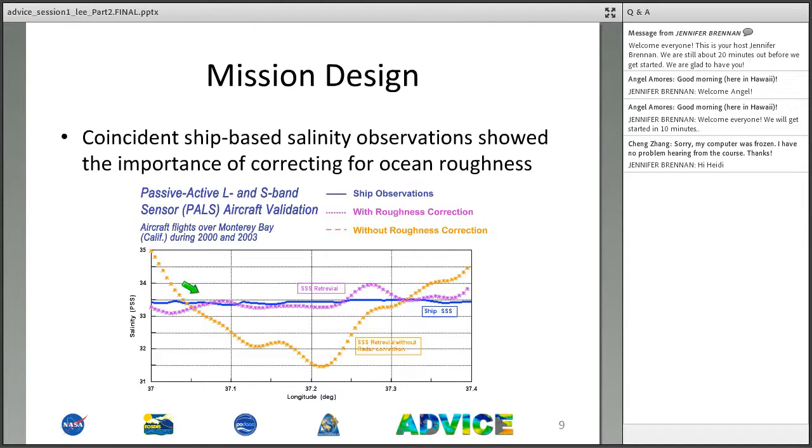Now the yellow dotted curve here shows the retrieved salinity before one corrects for the surface roughness using the radar measurements. But after the surface roughness correction was applied, what you have is the magenta curve, which is now much closer to the blue curve, which is the ground truth based on ship observations. So this illustrates the importance of having a radar measurement of the surface roughness to correct for its effect on the ocean salinity.